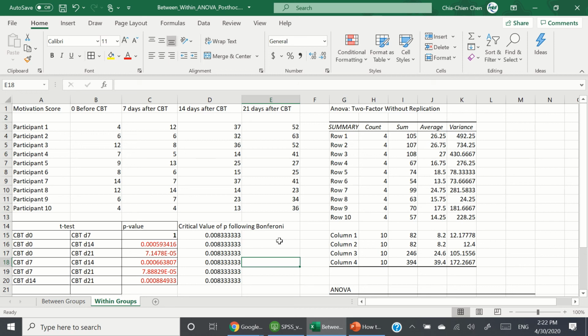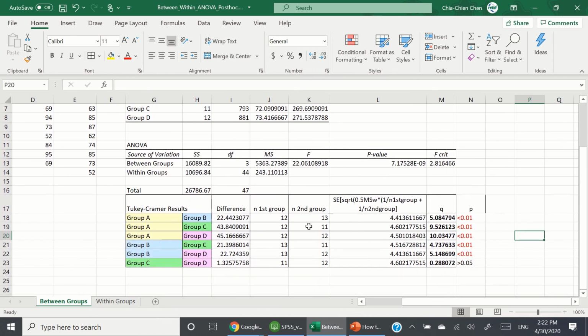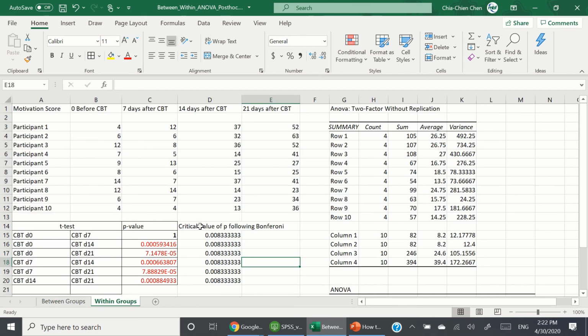So this is actually an easier process compared to the between groups Tukey-Kramer Q statistics. Okay, so I think we're going to conclude today's lesson. Basically, that's how you would do the post hocs in SPSS, and also this is how you would do it in Excel.